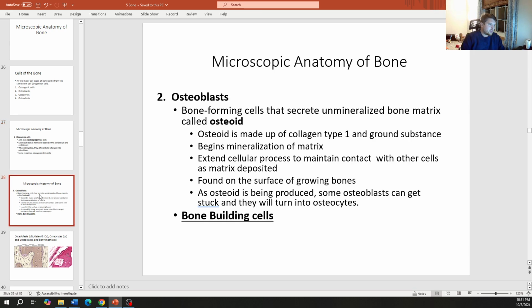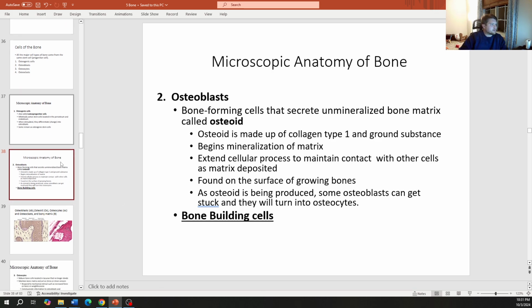Osteoblasts. These are our bone builder cells. The way that they build is that they produce unmineralized bone matrix, which we call osteoid. Okay, so osteoblasts make osteoid. Osteoid is made up of type 1 collagen as well as ground substance. And those are the main key points that we want to talk about with those.